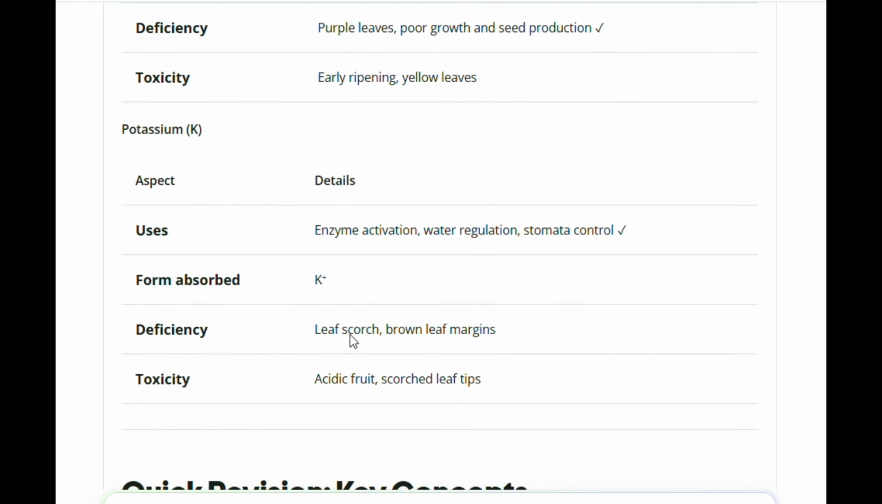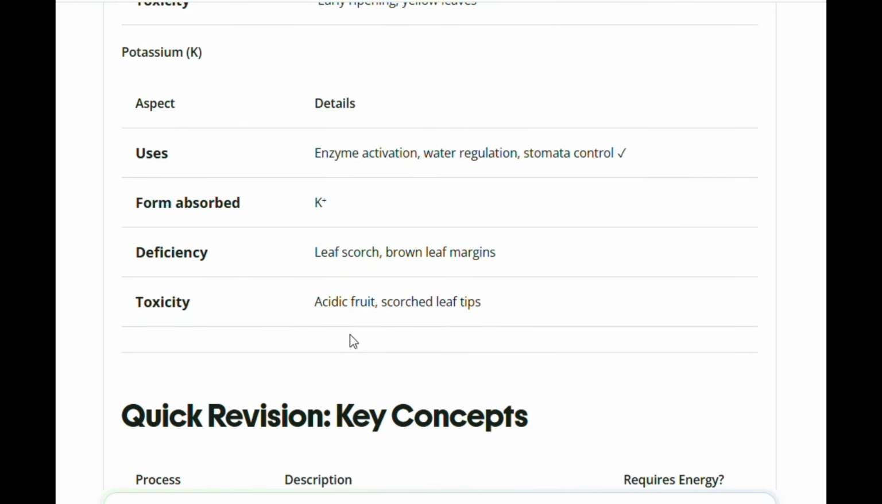Potassium, it uses what? It uses enzyme activation, water regulation, stomata control, right? Basically, it regulates flow of soil water. There's a catalysis reaction, okay?